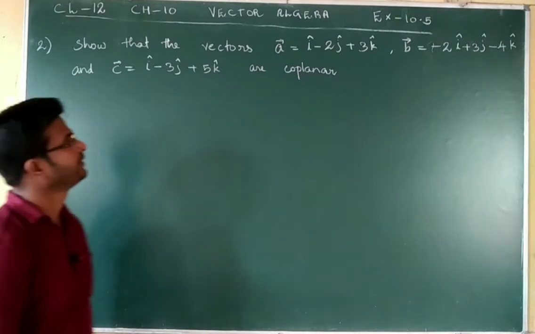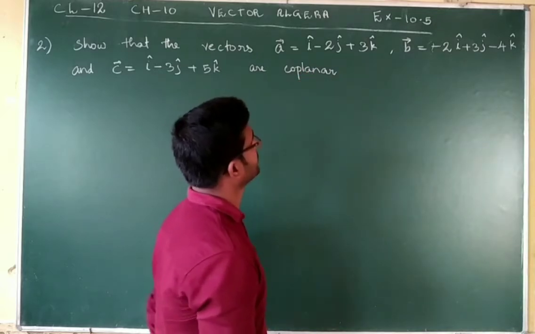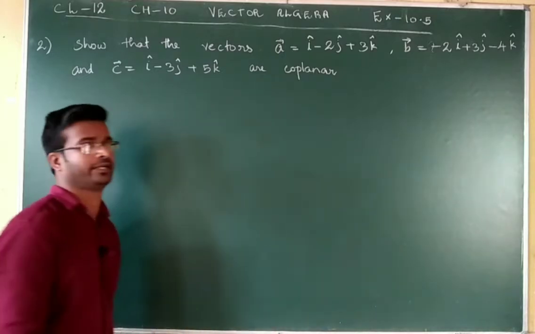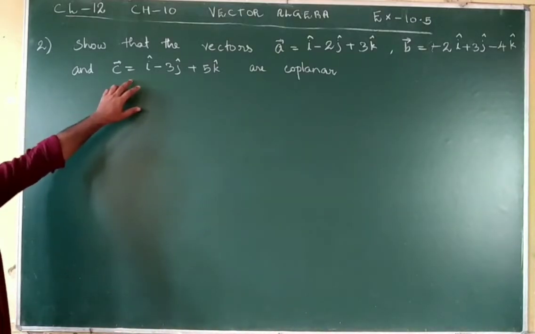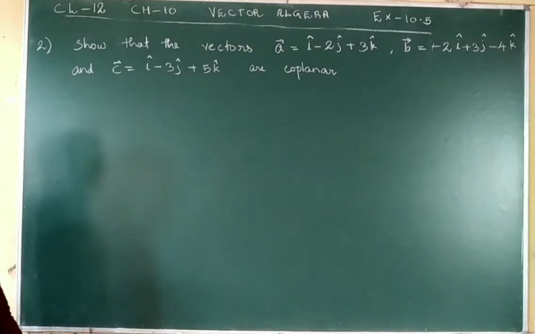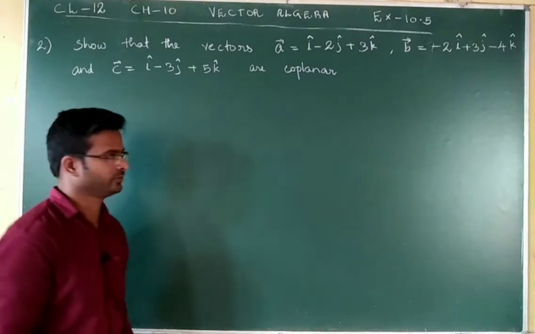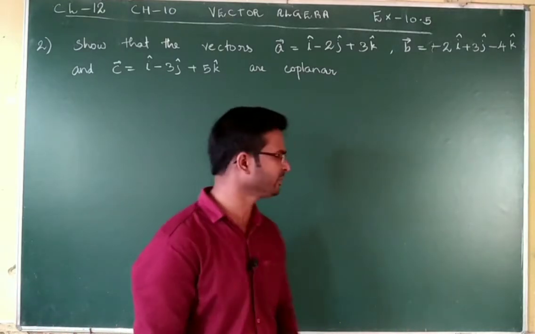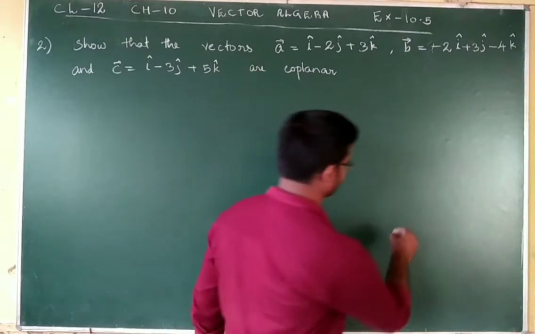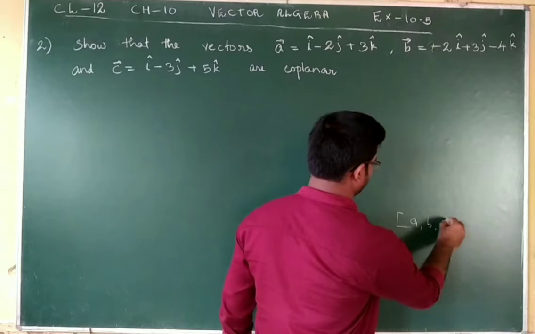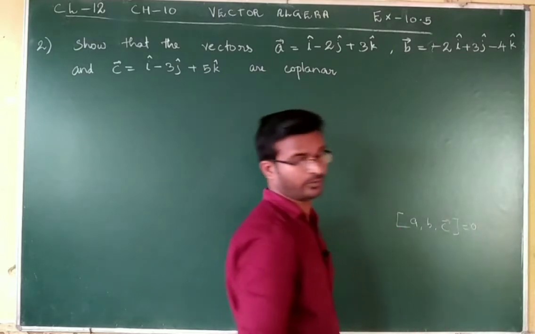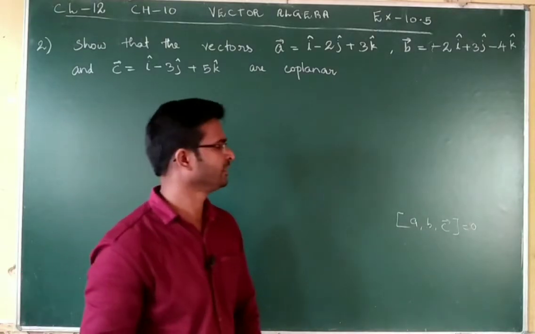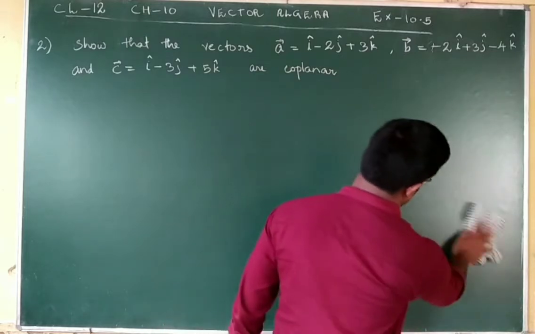Show that the vectors A vector equals i minus 2j plus 3k, B vector equals minus 2i plus 3j minus 4k, and C vector equals i minus 3j plus 5k are coplanar. How to show that three vectors are in a plane, that is coplanar? When you find the scalar triple product of A, B, C, if the answer is 0, then we can say the three vectors are in a plane. First we find the scalar triple product here.